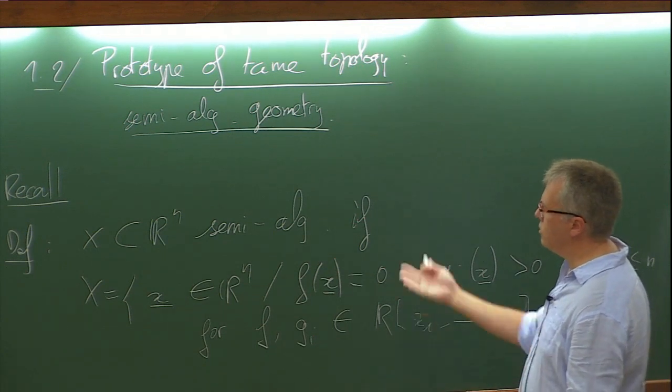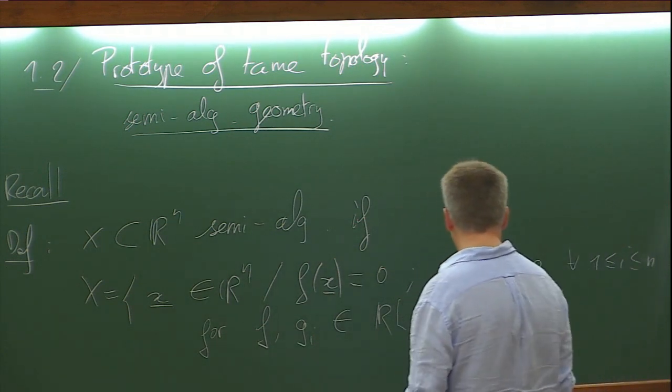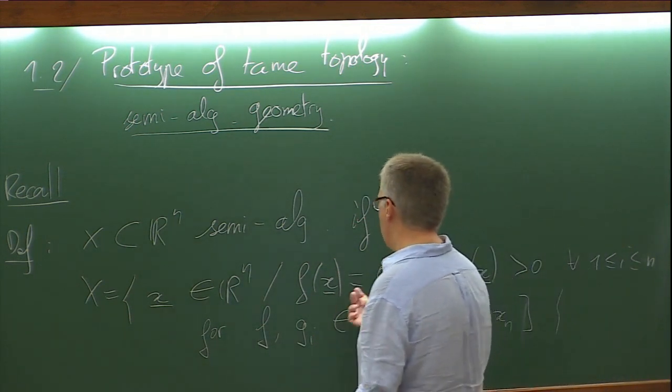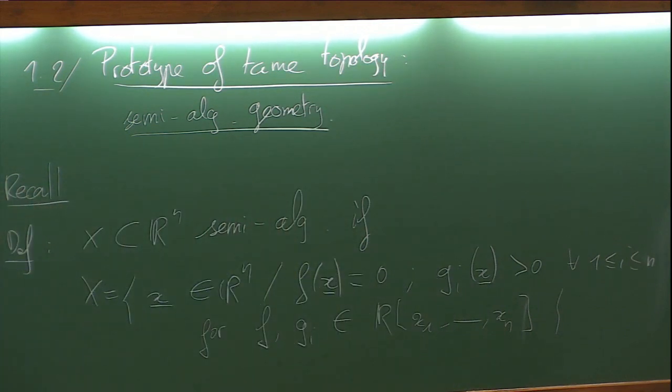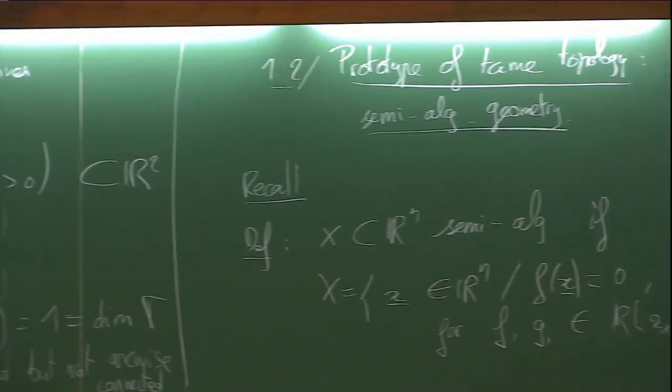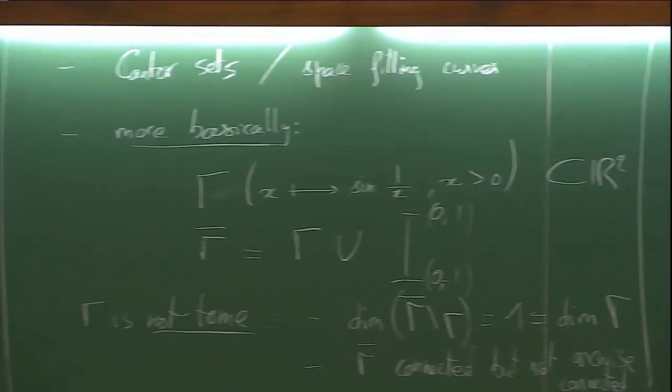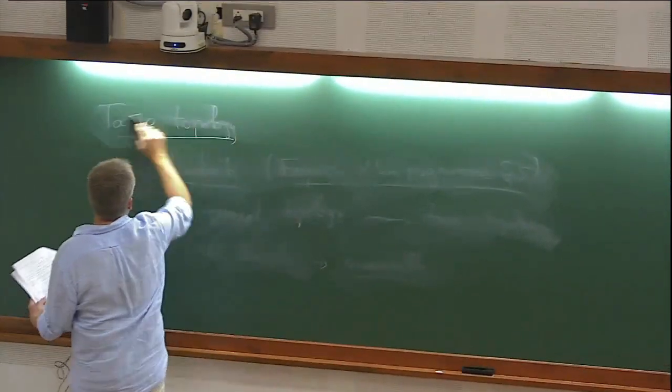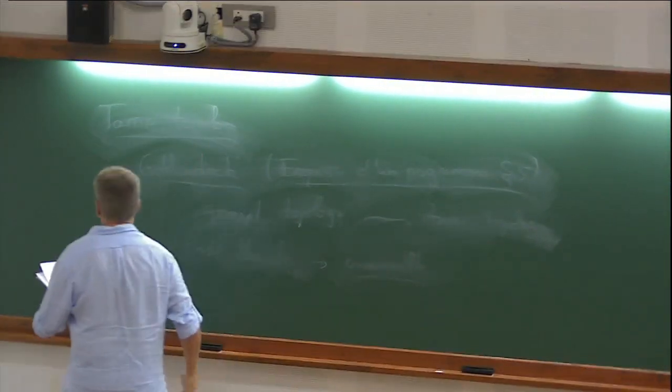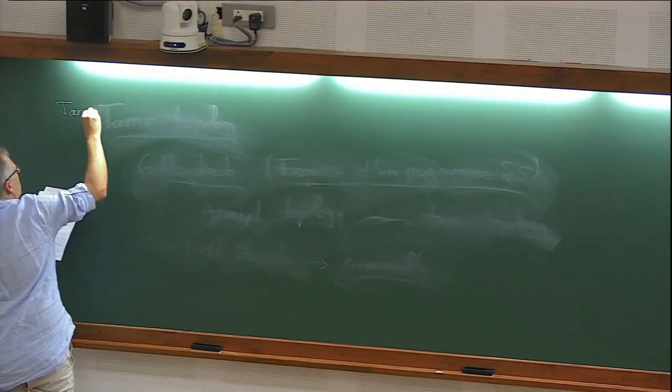So they are just a subset of Rn defined by a Boolean combination of polynomial equalities and inequalities. So what are the tame properties of those sets? Well, there are some basic facts.